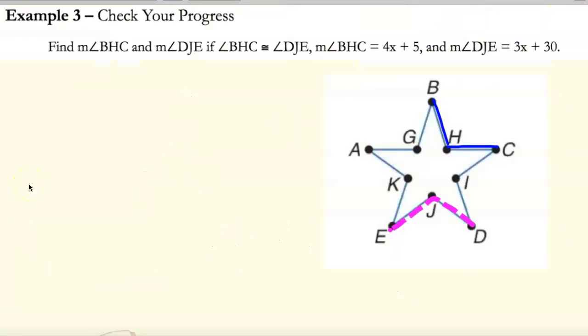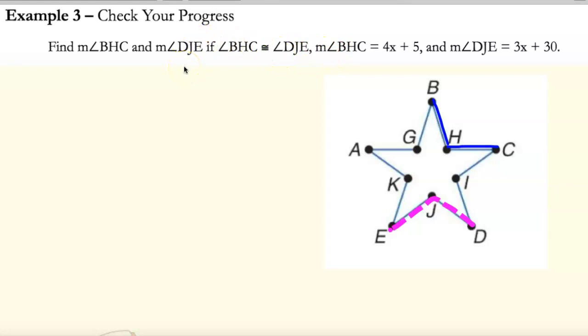Alright, we're on to the last example here. It says find the measure of angle BHC, which I have in blue, and the measure of DJE, which I have in that pinkish color. And the notation right here says that they are congruent. It means they have equal measures. So it tells us the measure of angle BHC is equal to 4x plus 5, and the measure of DJE is equal to 3x plus 30.